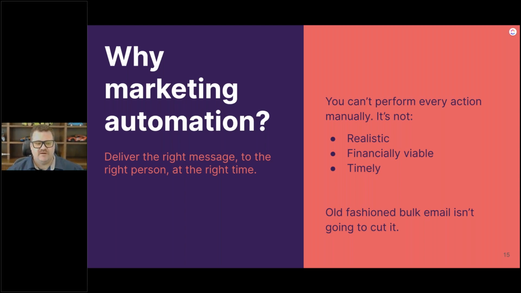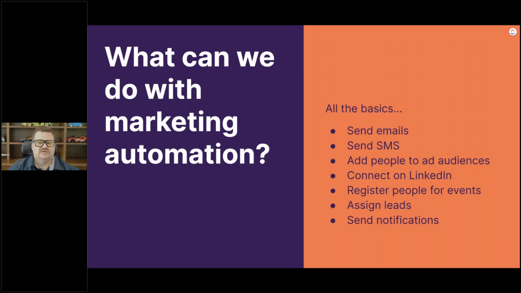All right, so let's talk about what we can do with marketing automation. And don't get me wrong, it's very similar to what we can currently do. So let's look at all of the basics that we can do. We can send emails. We've been able to do that for years, so it's fine. We can send SMS. And with marketing automation, we can link those sequences up. We can add people to ad audiences, like I talked about before. And using your customer data with people like Facebook and Google these days is almost essential.